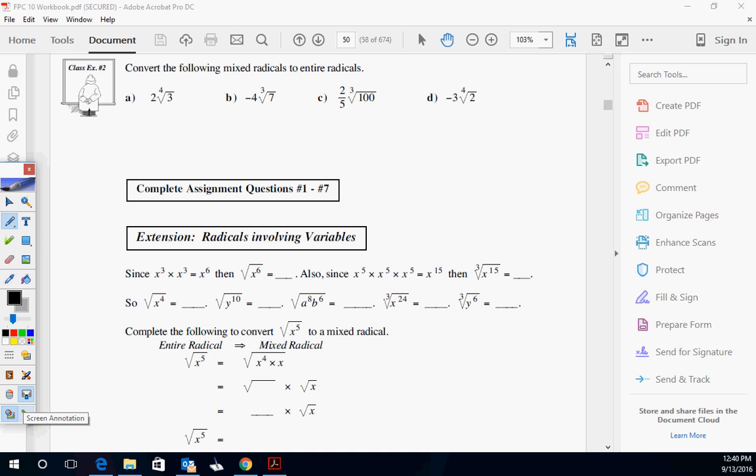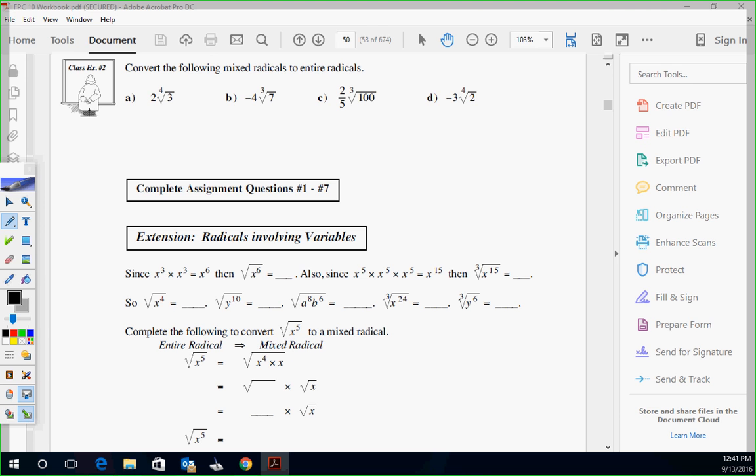All right, so convert the following mixed to entire. Again, if you're a little confused, that's a 4. I need to do 2 to the 4th. Two to the 4th is 16. So I have 16 times 3. So I have the 4th root, sorry I ran over the writing here, of 48. That's the entire radical there.